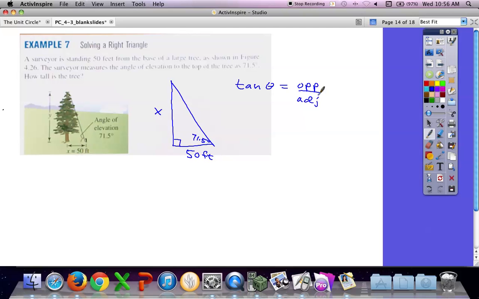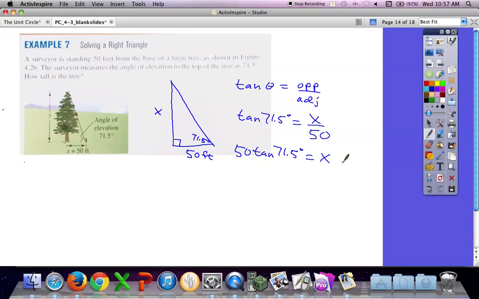So now we can fill in. We know the theta that was given. So that's tangent of 71.5 equals x over 50. Solve for x. How will I solve for x? Multiply both sides times 50. Right, so that will look like this: 50 tangent of 71.5 degrees.